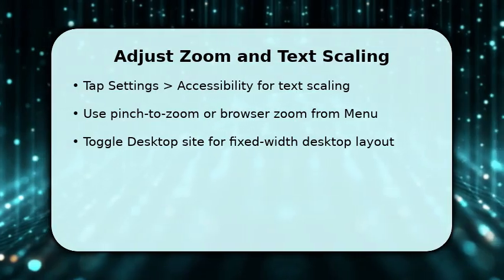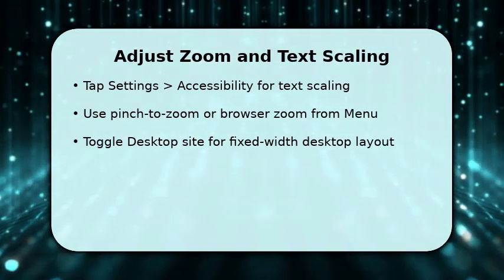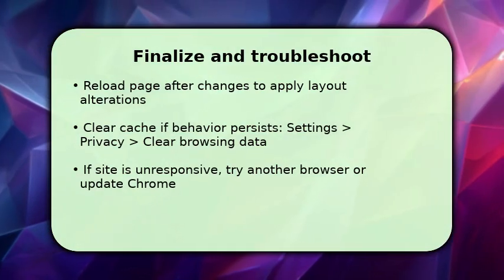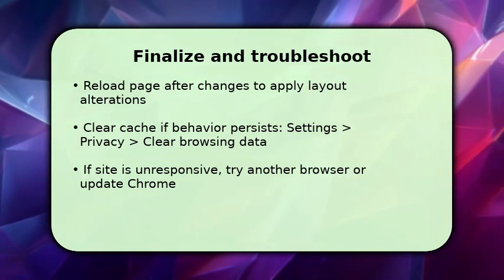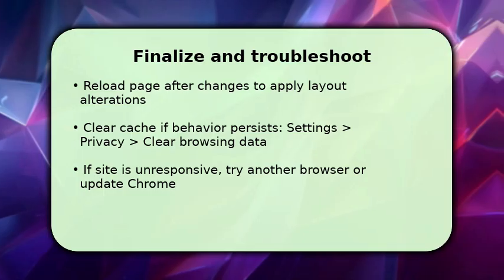Finish by reloading the page to ensure your zoom and desktop request changes take effect. Make sure to test links and scroll behavior. Adjust accessibility slider again if text still feels off.